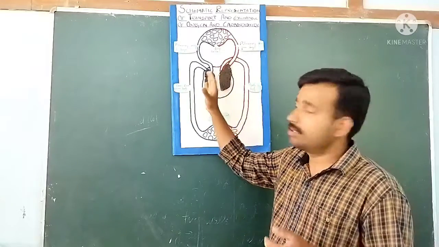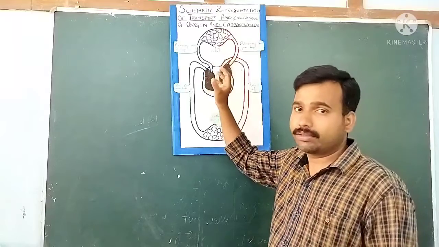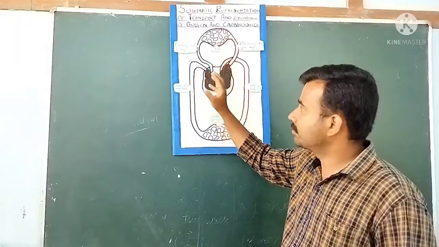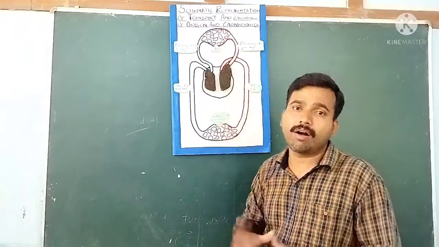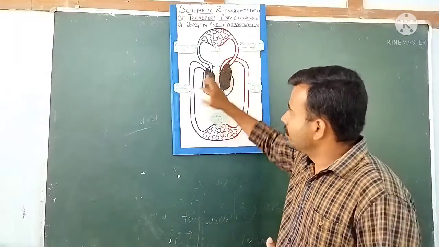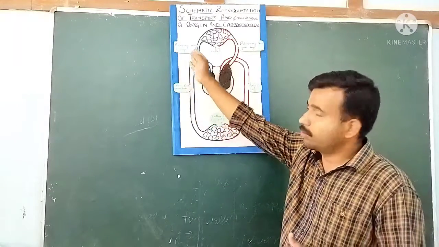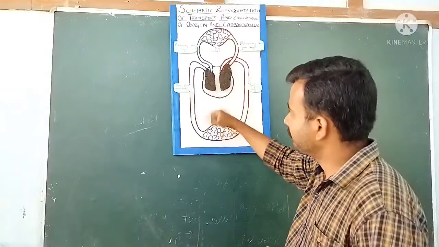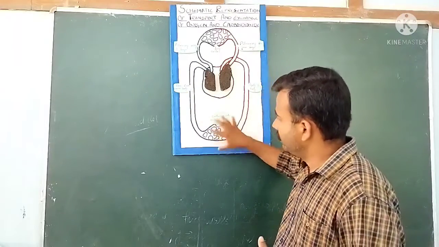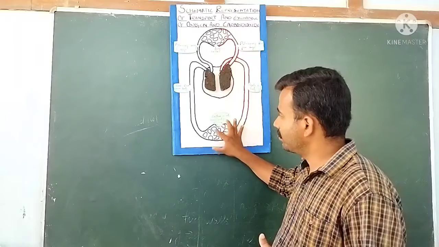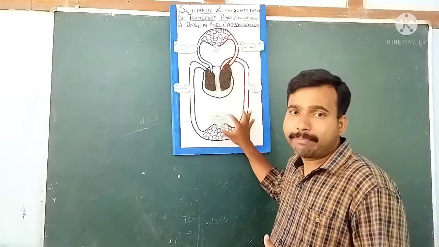So the right side, I already told you, carries the deoxygenated blood, and the left side carries oxygenated blood. So what happens here? You can see, I already told you the difference between arteries and veins. This particular part represents capillaries.